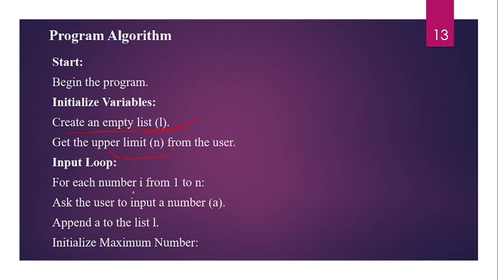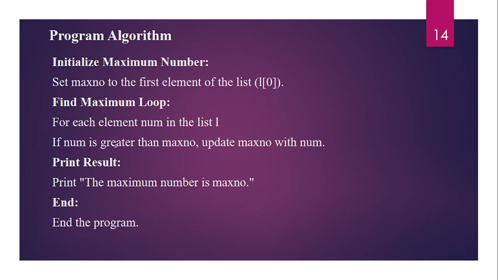Then you create a loop in which, for each number i from 1 till n, it keeps checking if it is greater than the maximum number or not. If it is greater than the maximum number, then the maximum number will be updated to that number. So set the maximum number to the first element. Whatever first number you enter in the list will be stored in the maximum number. For each element in the list, if that number is greater than the maximum number, then update the maximum number with that number.